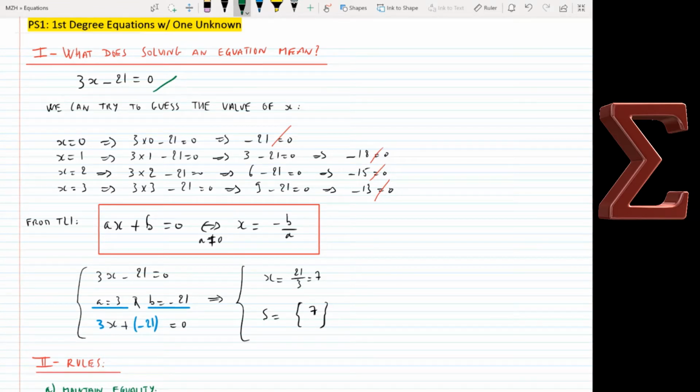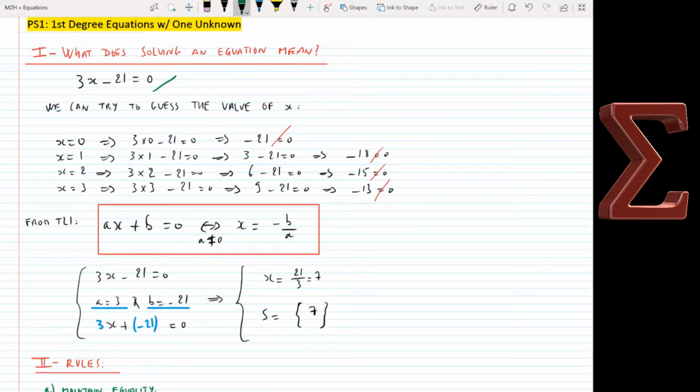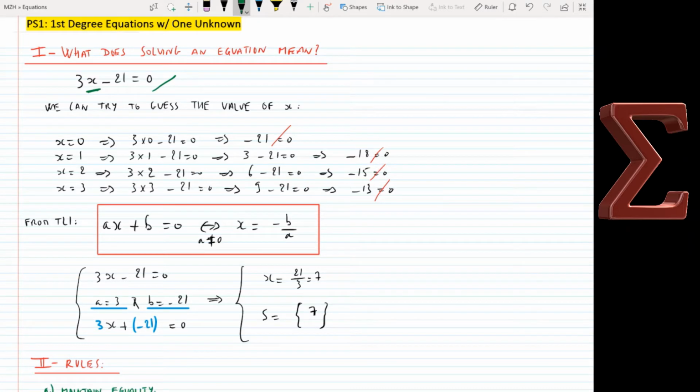When we're asked to solve such an equation, in plain English, it's fair to wonder what that means, and the answer is we want to find the value of x such that 3 times that value minus 21 equals 0. The first thing that can come to mind, and that is fair, is to try to guess the value of x. So let's start with that. Let's go through some values we can try to guess and see if those work.